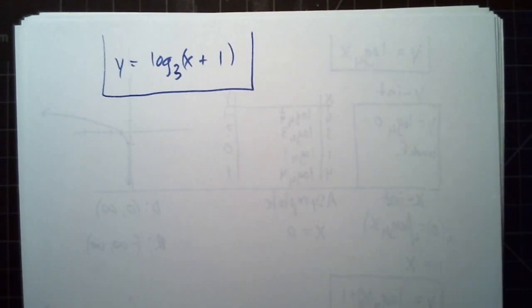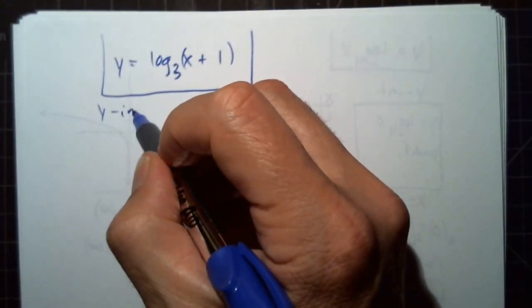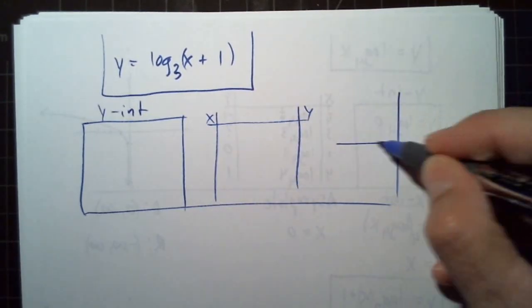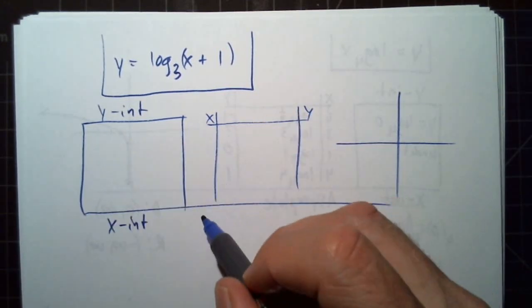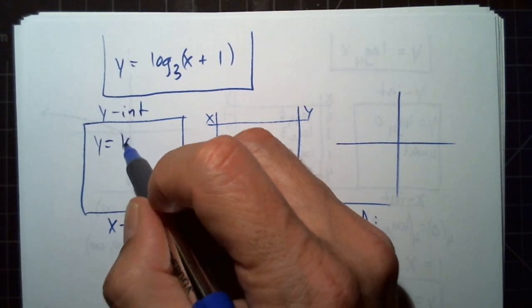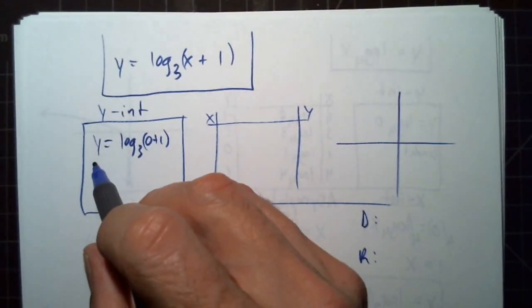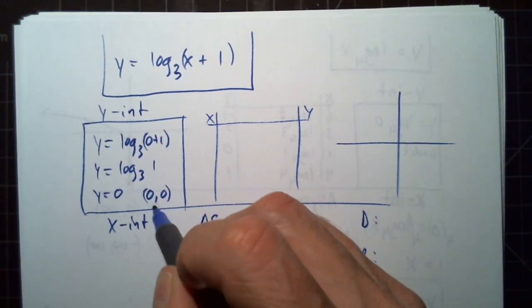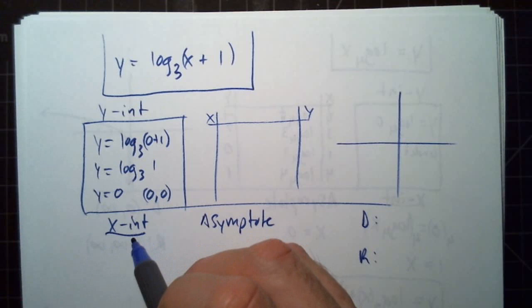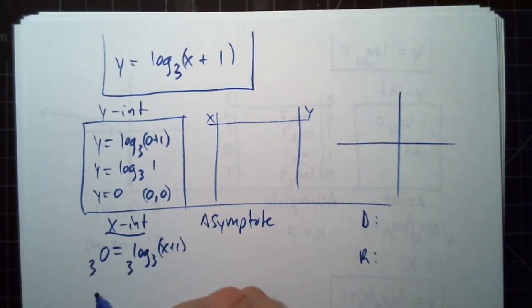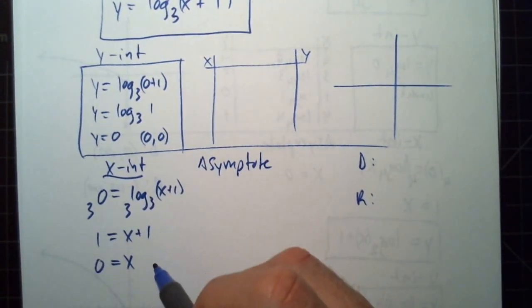Alright, pause the video and try that one. Y-intercept is when x equals 0. But now we have, find the exponent of 3 that equals 1. The exponent of 3 that equals 1 is 0. So there's the y-intercept. The x-intercept is when the y equals 0. Exponentiate, we get 1 equals x plus 1, x equals 0. So that gives us 0, 0.